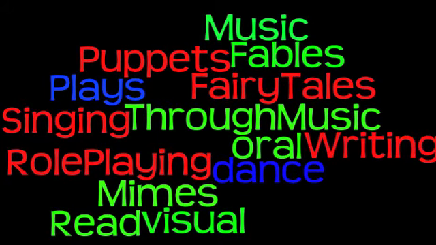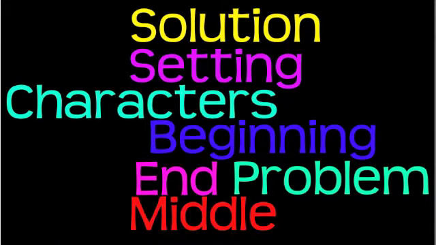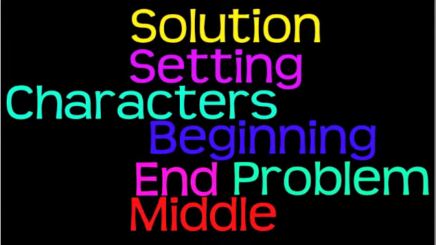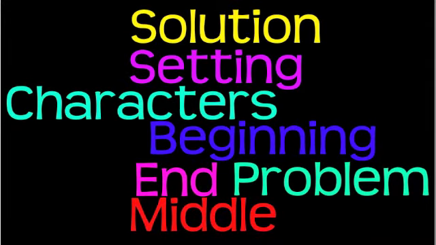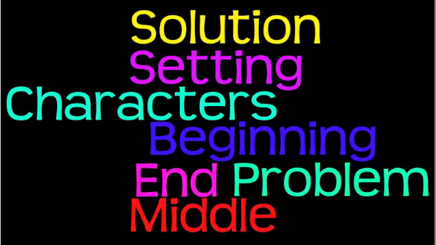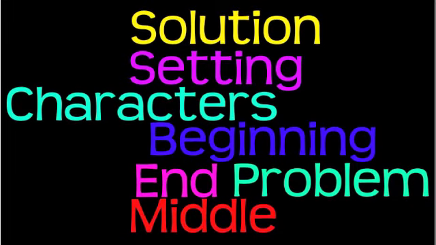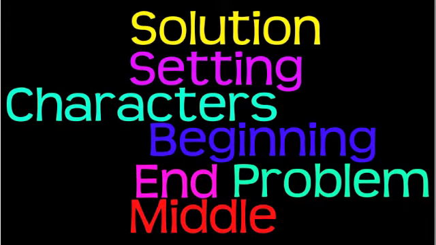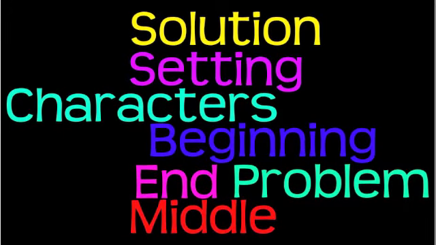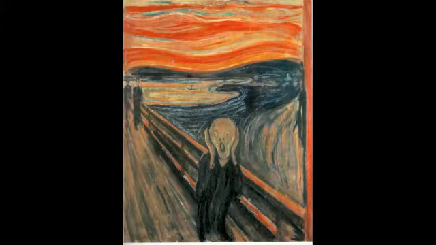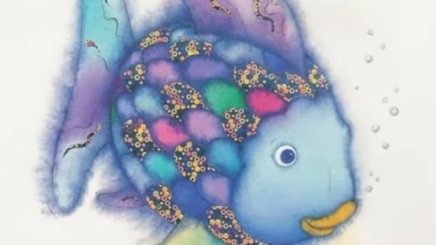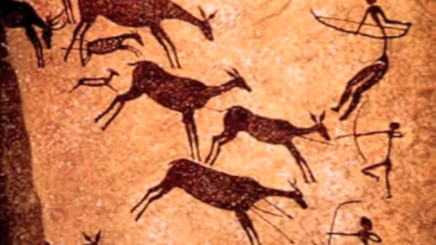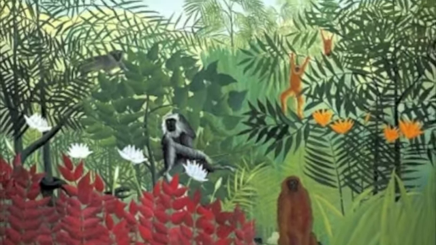We've also talked about some of the most important parts of a story, what we have to have in order for the story to be complete. We have to have the beginning, the middle, the end, characters, setting, problem, and a solution. Now we're going to talk about art and how art and paintings can also tell us stories.